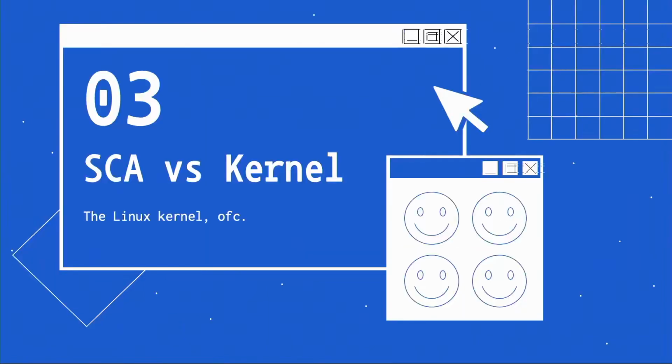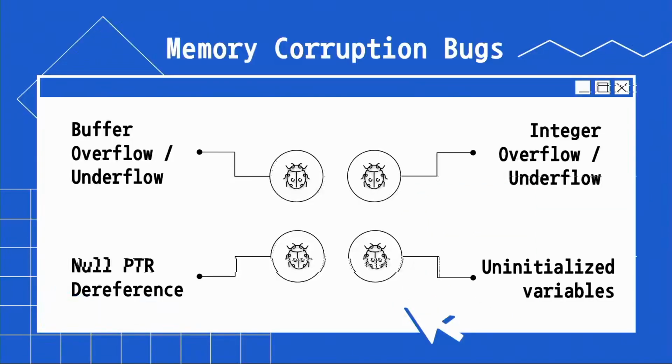So how did I use static code analysis against the kernel? We'll start with what types of bugs I was looking for. Quite obviously, static code analysis won't help you find logical bugs, or maybe the more advanced tools will. It will most likely help you find memory corruption bugs: general buffer overflows, integer overflows and underflows, null pointer dereferences, and uninitialized variables. And one of the key aspects was to use the simplest tool I could find and still find major vulnerabilities with it.